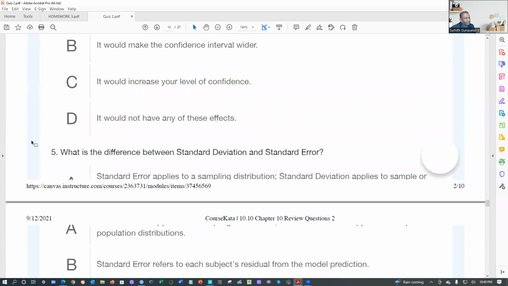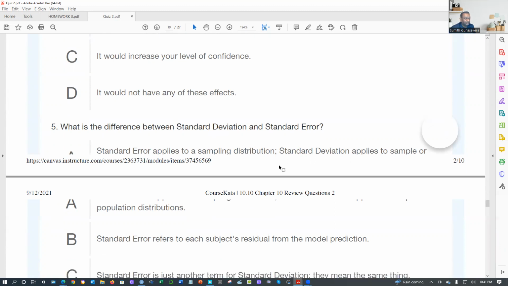What is the difference between standard error and standard deviation? Standard error applies to the sampling distribution. Standard deviation applies to the sample or population distribution. We call it standard error when applied to the sampling distribution. Standard error means standard deviation of the sampling distribution. Standard deviation is the spread of the sample or population distribution. This is the spread of the sampling distribution.